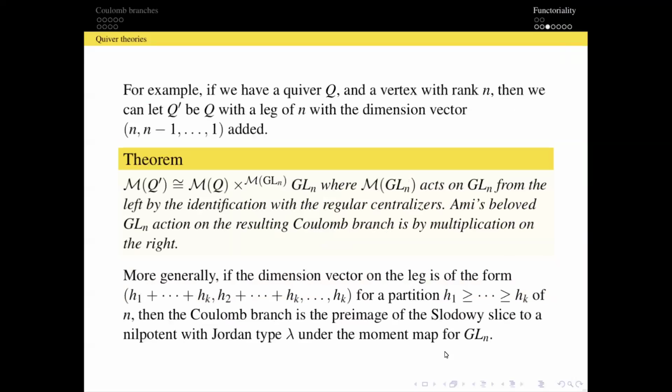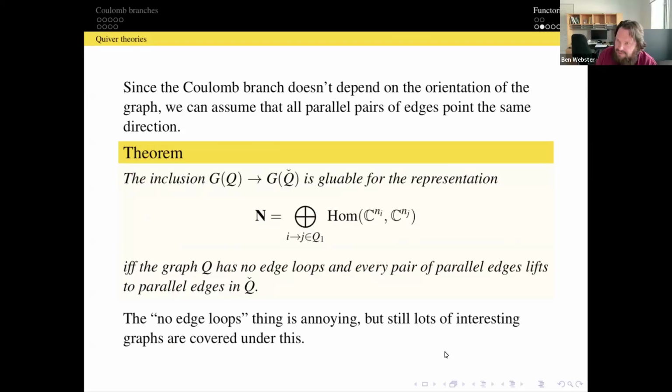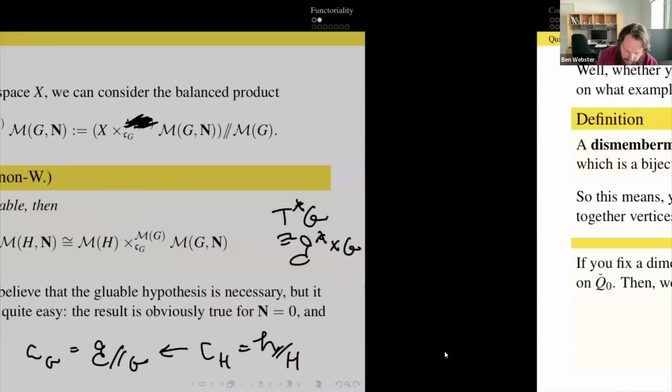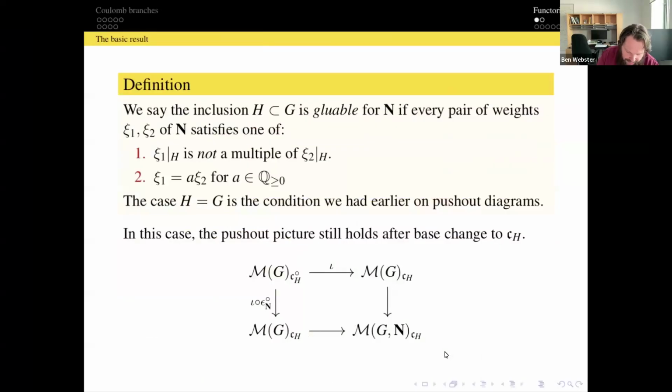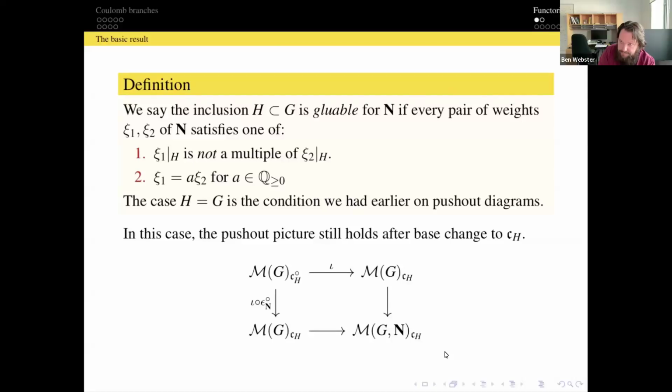So every pair condition is saying that it sounds like you want all of the edges between two vertices to go to the same two vertices in the cover. No? Yes, that's exactly what I want. Because what I want to avoid is I don't want to have two different weights for the bigger group going to the same weight when I restrict.